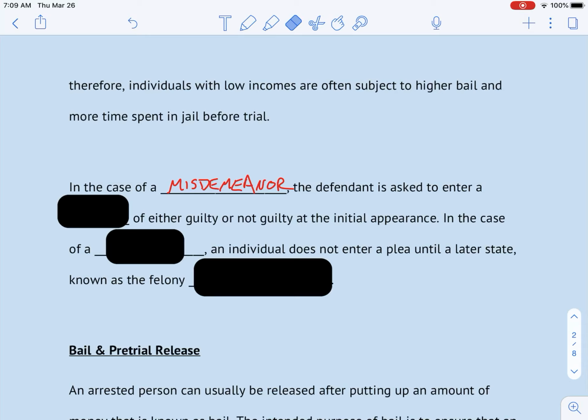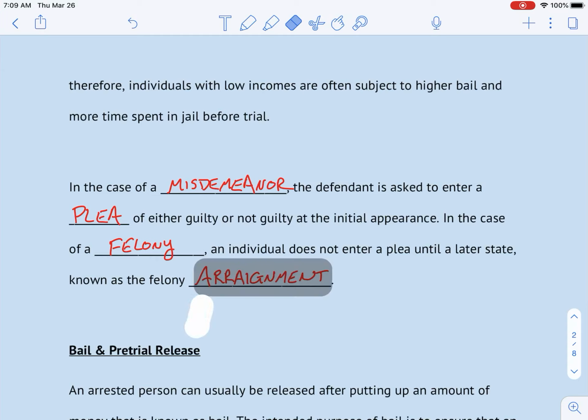In the case of a misdemeanor, the defendant is asked to enter a plea of either guilty or not guilty at the initial appearance. In the case of a felony, an individual does not enter a plea until a later date, which is known as the felony arraignment. So with a misdemeanor, you enter a plea right at your initial appearance. With a felony, there is a later time when you would actually do that.